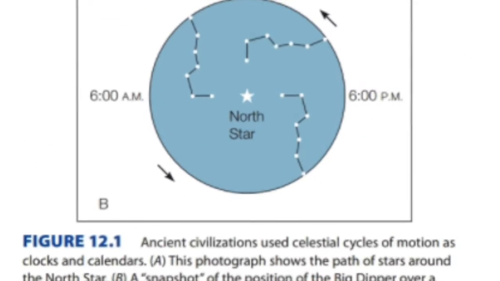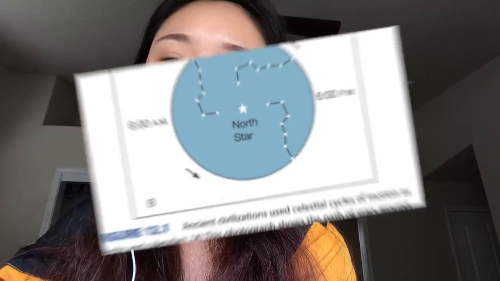There are two things that I can learn from this section. The first one is figure 12.1, which is two photographs of how ancient civilizations used celestial circles of motion as clocks and calendars. As you can see in picture B, it is a snapshot of the position of the Big Dipper over a period of 24 hours as it turns around the North Star, so the ancient people used the North Star as the center and then divided the time by the position of the stars around it.